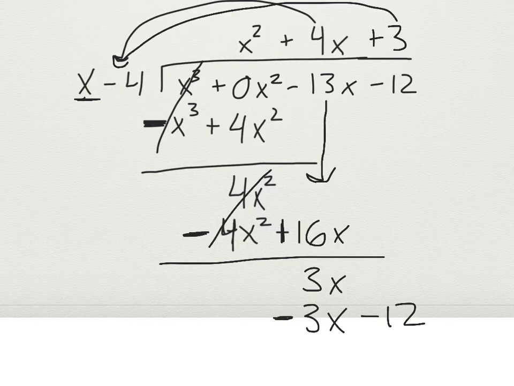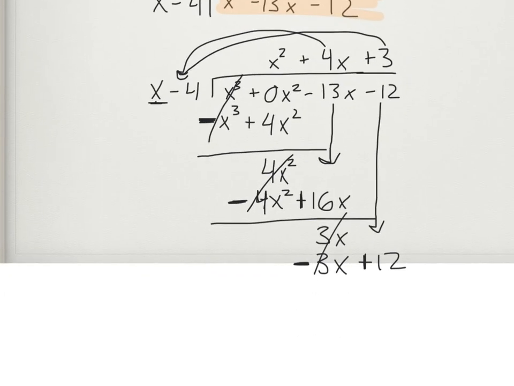Now we need to change the sign so our 3x's will cancel out. And this becomes a 12. And we combine the negative 12 and positive 12. And what do we get there? 0. So this one, our answer is just x squared plus 4x plus 3. Since these two cancel out and just become 0, we have no remainder. So this one goes in evenly.